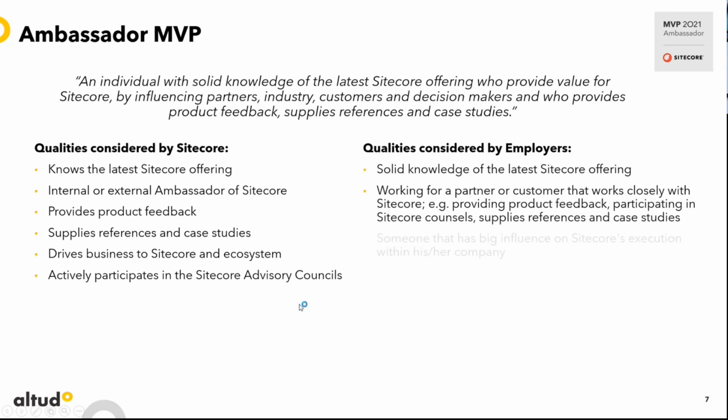So, qualities by the employer. Again, when an employer hires someone, an ambassador or MVP, he is looking for someone who knows the latest offerings from Sitecore and works for partners and customers closely with Sitecore, because Sitecore and partners are working in this process of coexisting, doing favors for each other, selling together, and participating in these opportunities.